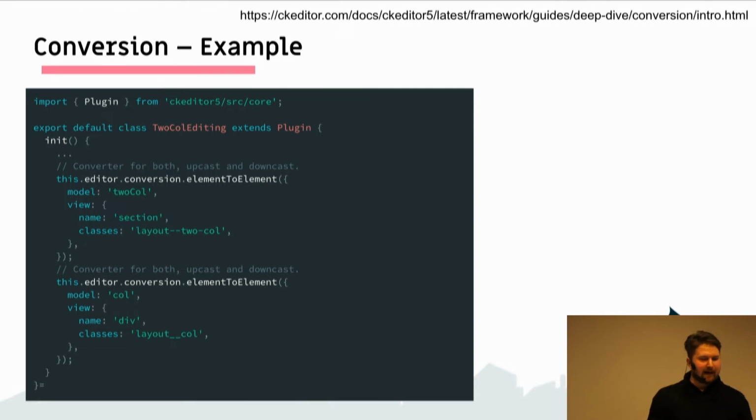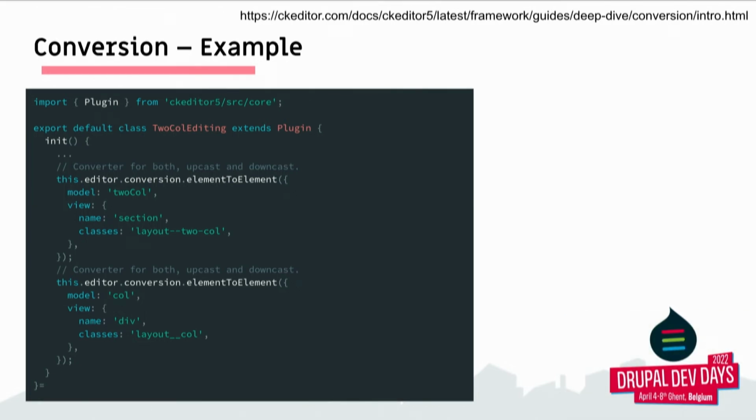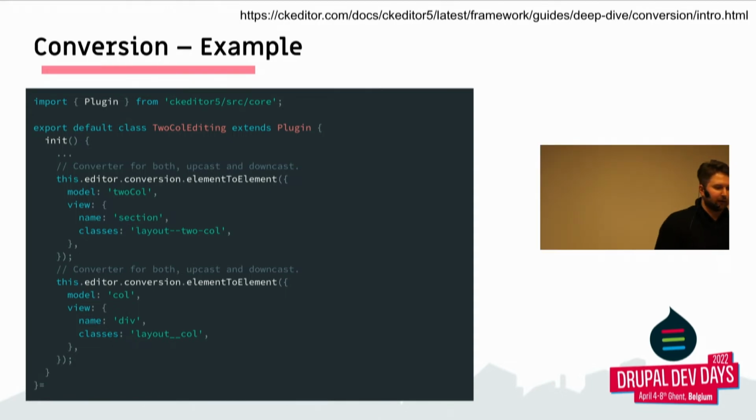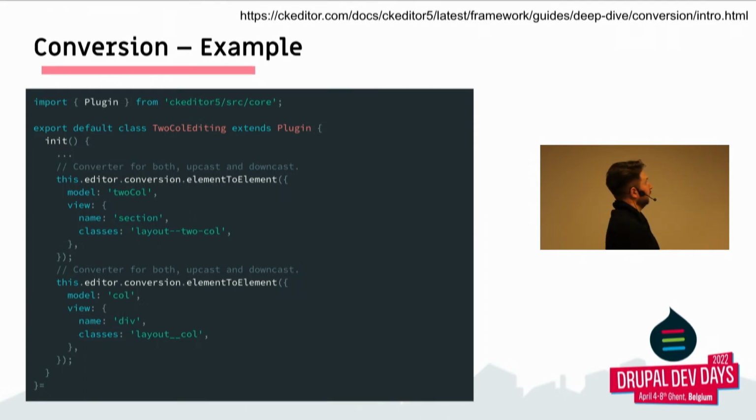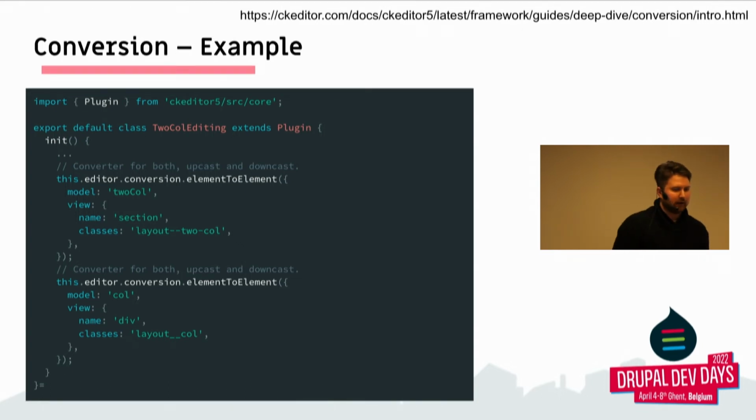What is pretty cool is that CKEditor provides some very useful tools for setting up these conversions. There are tools that allow you to go on a very low level, define the nitty-gritty details on how things should be converted, but most simple cases would be able to use something like the element-to-element conversion, which simply defines that this is the model element that I have, and in the view, this is how it is represented. So it would basically have a name, that's the name of the element, and then we have the classes that have to be in the view so that it is considered to be this model element. So we have set up that for both the two-column and the column element.